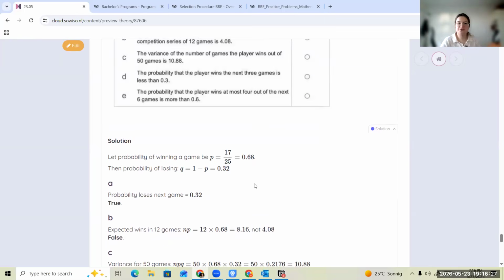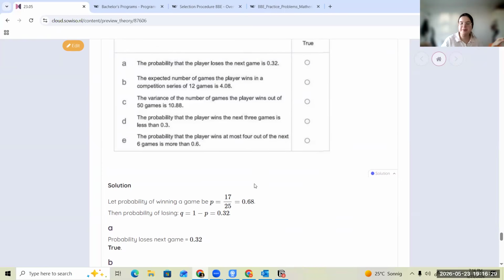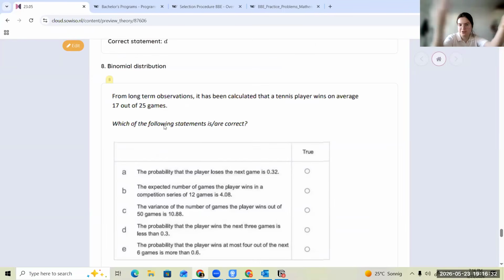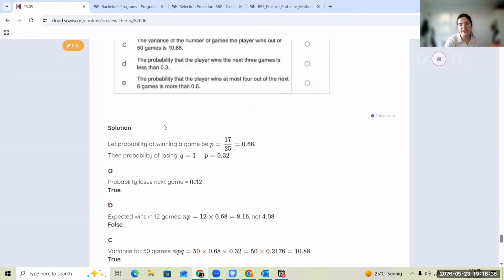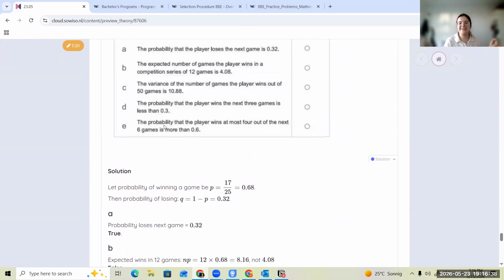So, the probability to lose the next game. Here all the games are independent, so it's binomial, like it says here, binomial distribution, right? So the binomial distribution properties apply. The probability of losing or winning any game in any order, whether the 10th game, 20th game, or first game, is 0.32. It's true. That's what we just found here.